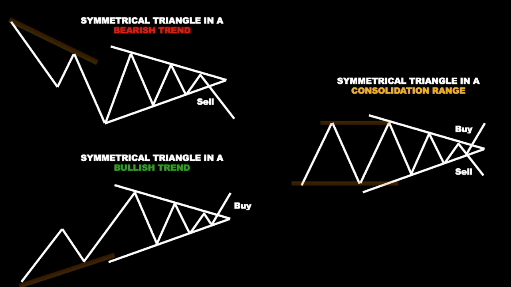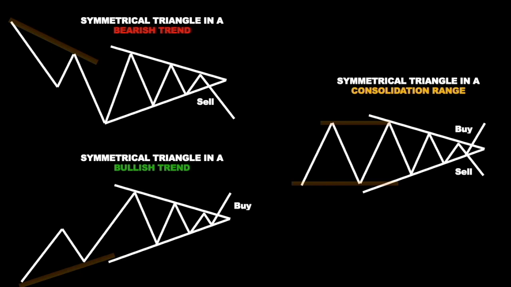A symmetrical triangle can either be a continuation or reversal chart pattern. When the symmetrical triangle is found during a strong bearish trend, then price will be likely to break the pattern and continue its downward trend. When it is found during a strong bullish trend, then price will be likely to break the pattern and continue its upward trend. When it is found after a range of consolidation, it can break out in both directions. It is vital to wait for price action confirmation, after the breakout of the pattern, and before entering a trade.